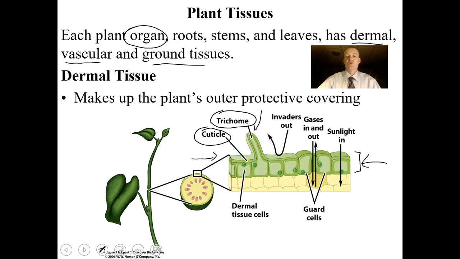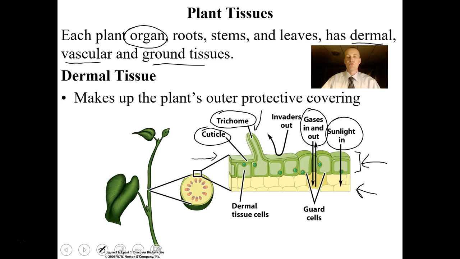So there are sometimes spaces like stomata, which are little holes or little pores that form in that outer covering. And this tissue is not really thick, so it allows sunlight through to get to layers of cells that are going to undergo photosynthesis. So this is a highly specialized tissue. It's a protective covering around the root, stems, and leaves.